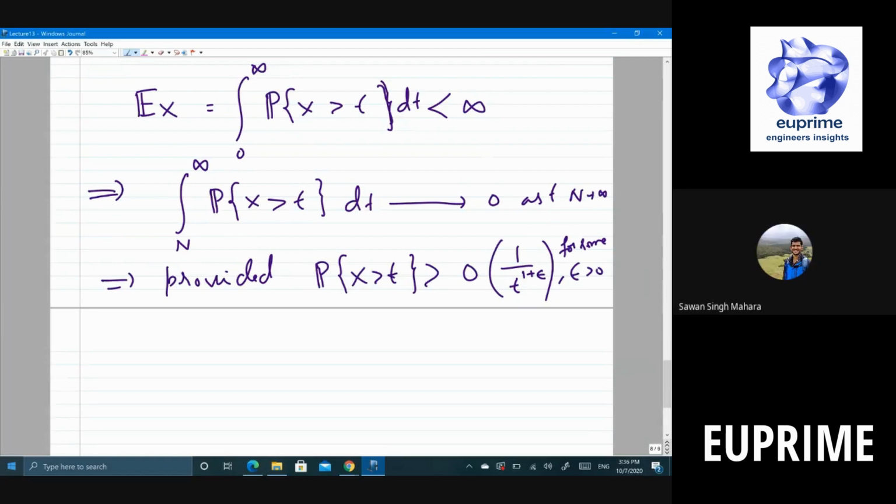The integral of 1 by t, okay. It's ln t, right? Ln infinity is infinity, right? So that's the problem.